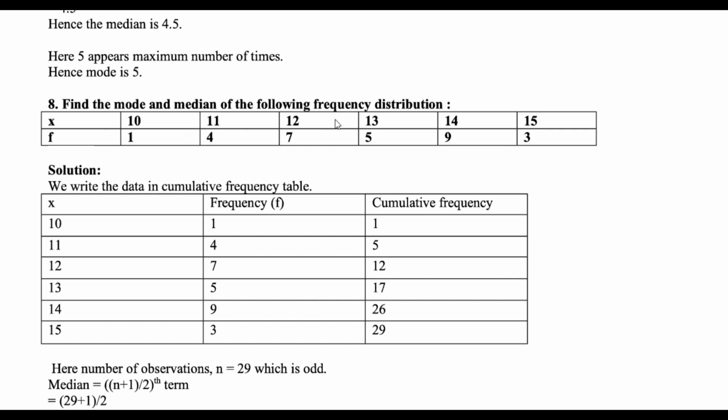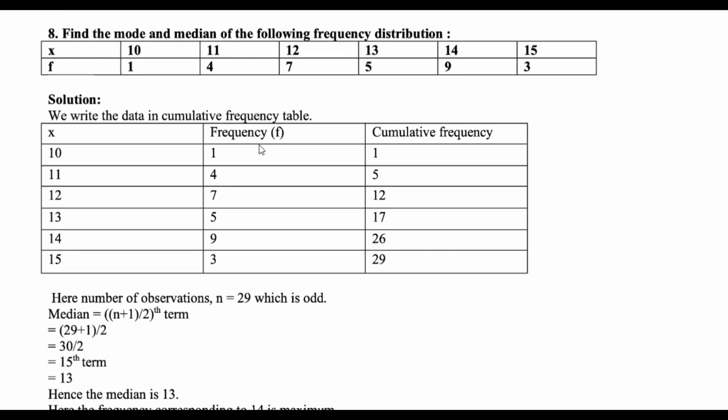Find the mode and median of the following frequency distribution. So X is there, F is there. So what we need to do? First copy and paste the following two columns. Okay. The next column is the cumulative frequency.